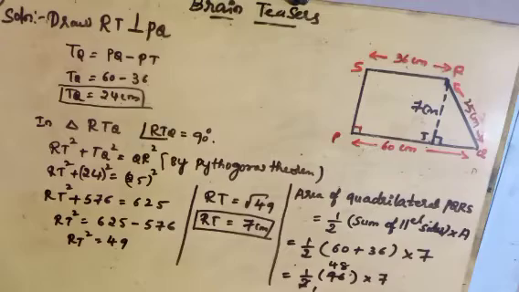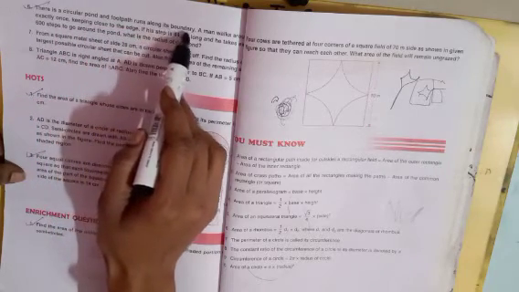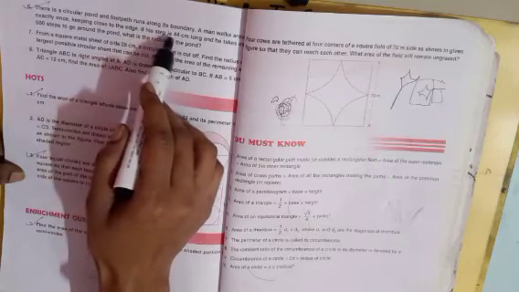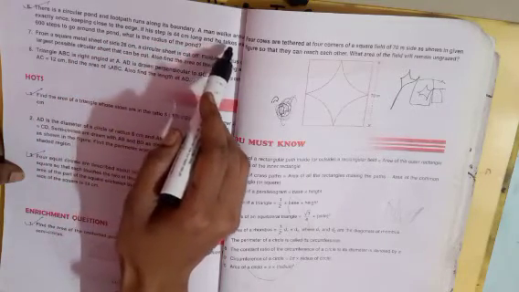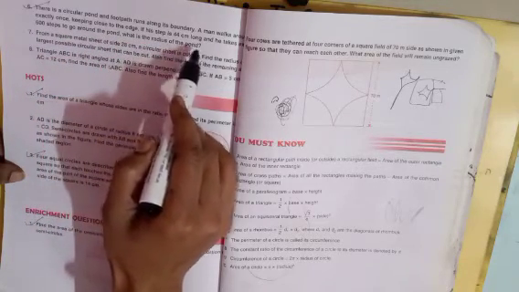Let us solve the next one. Next, sixth one. There is a circular pond and a footpath runs along its boundary. A man walks around it exactly once, keeping close to the edge. If his step is 44 centimeter long and he takes exactly 600 steps to go around the pond, what is the radius of the pond? Let us find the solution.